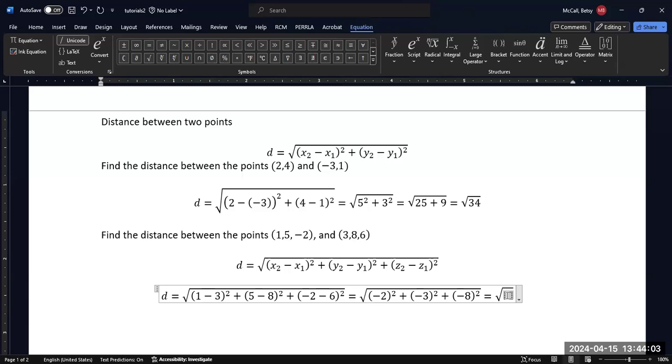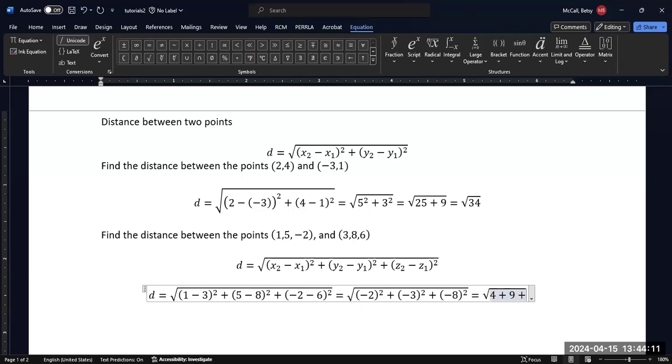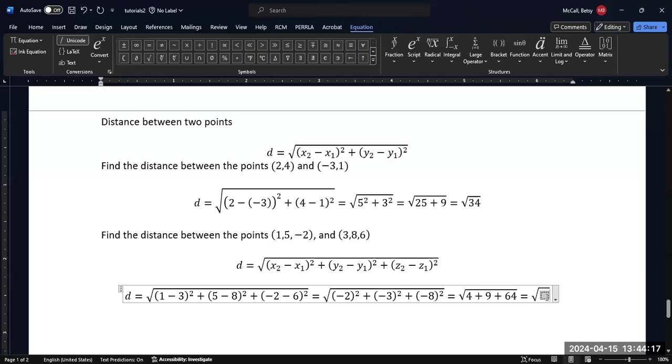So -2 squared is the same as 2 squared, which is 4. -3 squared, same as 3 squared, which is 9. And -8 squared is 64. And that's going to give me 4 plus 9 plus 64, which is 77.